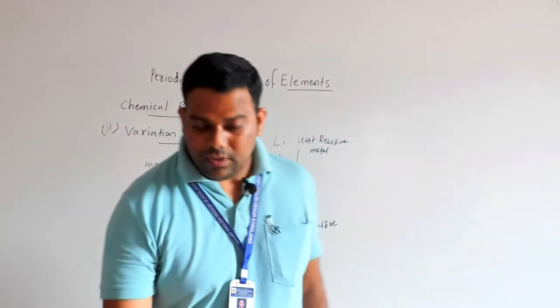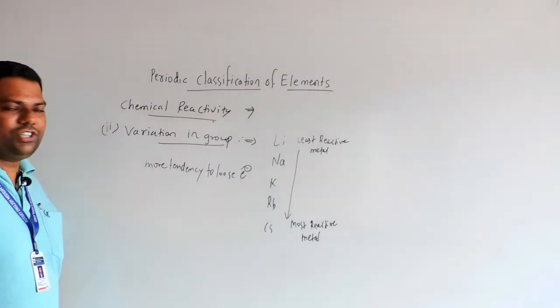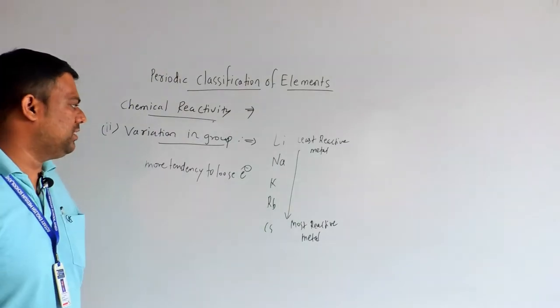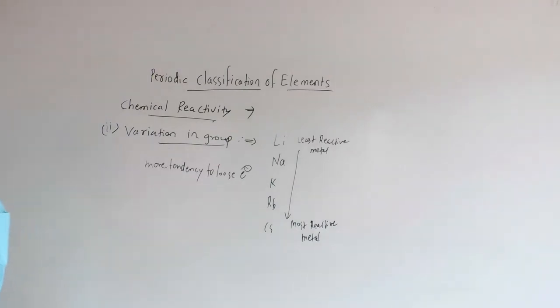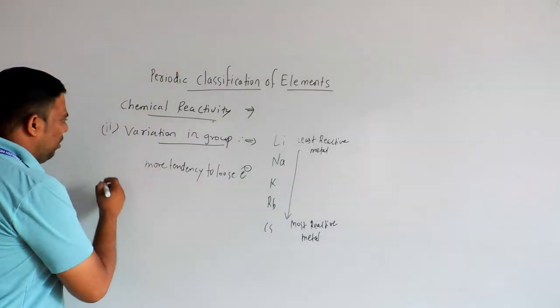Understood? This is the variation in a group. So we discussed metals. From top to bottom, the least reactive metal is lithium, and the more reactive is cesium.